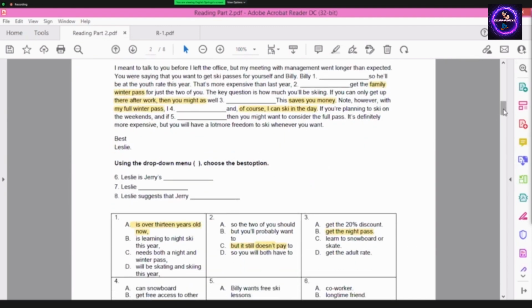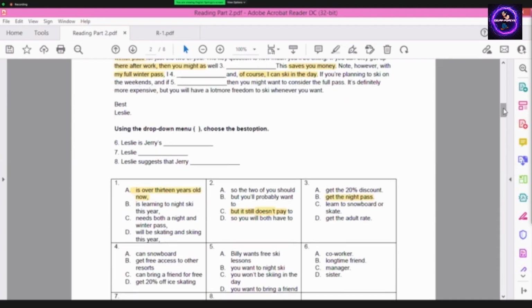Where are the options? Can snowboard get free access to other activities, or not free access? It's 50% off, so we can eliminate that. It doesn't say we can bring friends for free anywhere. Get 20% off on all equipment. So I mean that's not ice skating.